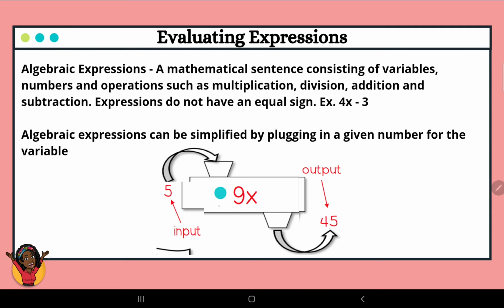So if we look at this expression here in the function machine, 9x, this is 9 times x. If I plug the number 5 into the expression, it becomes 9 times 5, which provides the output of 45.